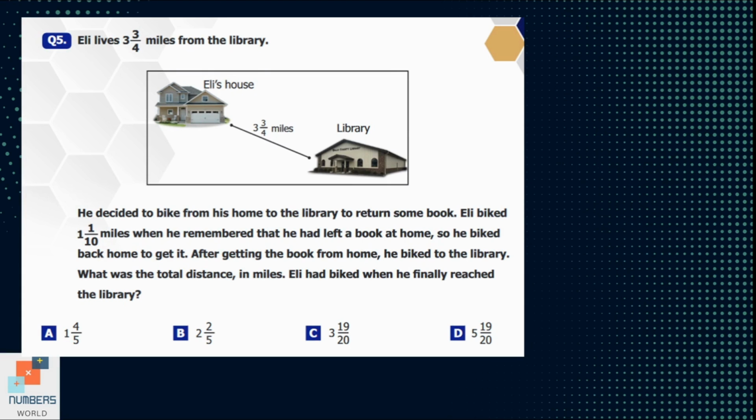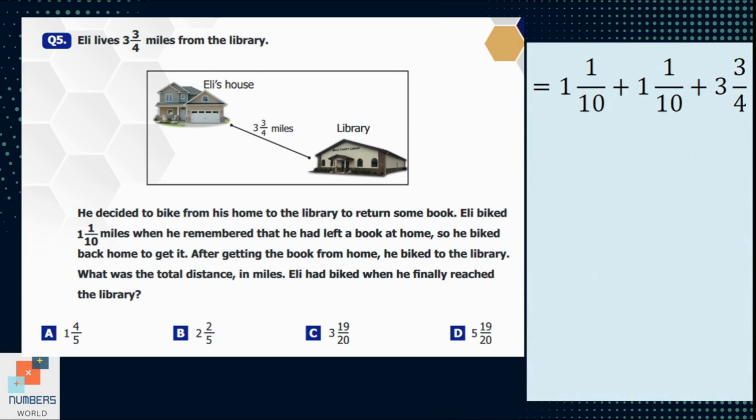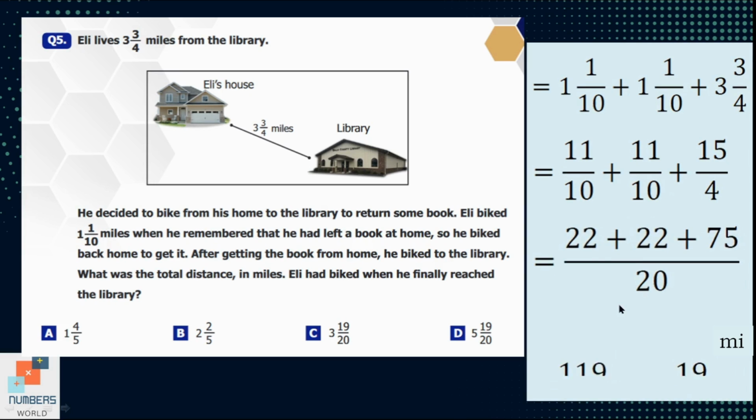We are going to calculate the total distance by adding the distances which he has covered: 1 whole 1 by 10 plus 1 whole 1 by 10 plus 3 wholes 3 by 4. So here we will change the mixed numbers into improper fractions. 10 ones are 10, 10 plus 1 is equal to 11, so 11 by 10, 11 by 10, and then 4 3s are 12, 12 plus 3 is 15, so 15 by 4 is our third fraction. So we will take the LCM and solve the equation.